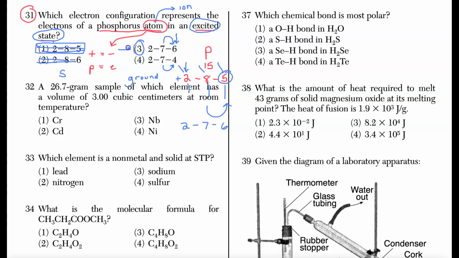So you can see that in this question, not only did you have to figure out the excited state, you had to do it for an atom. So you can see that there's more than one concept in this question. That's why these are the part 2B questions. In any case, on to the next one.